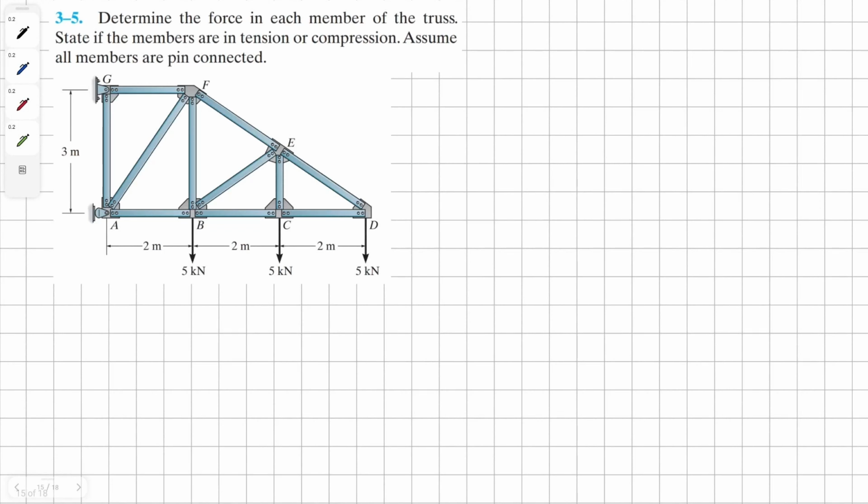In this video, we are going to solve problems related to statically determinate trusses. For our first problem, we have to determine the force in each member of the truss and determine whether they are in tension or compression, assuming all members are pin connected. Before we begin determining the forces in the members, we need to determine the external reaction forces at the roller and the pin connection.